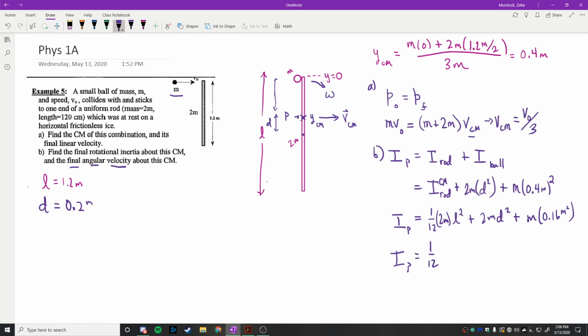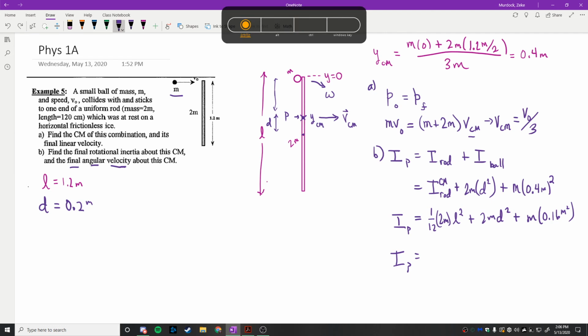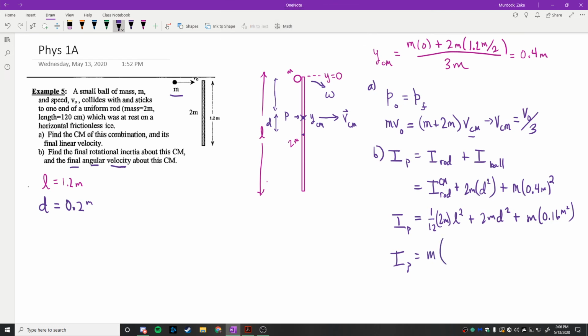It's going to be in terms of m, right? So here, we'll do it like this. There's an m times 2 over 12, which is going to be 1 over 6, times L squared, where L is equal to 1.2. Plus 2 times d squared, where d is equal to 0.2. Let me know if you notice that I'm making a mistake or anything like that. And then plus 0.16 meters squared. There we go. And then we get the moment of inertia about point P for our system.